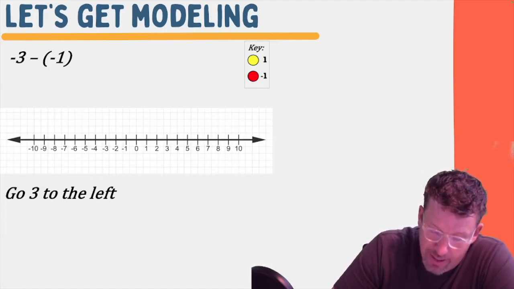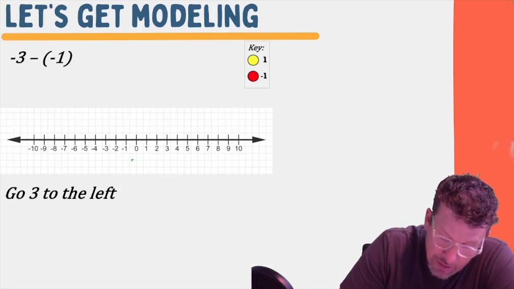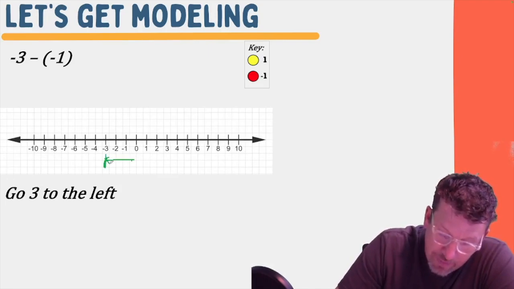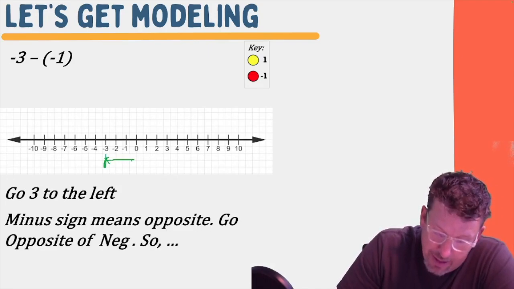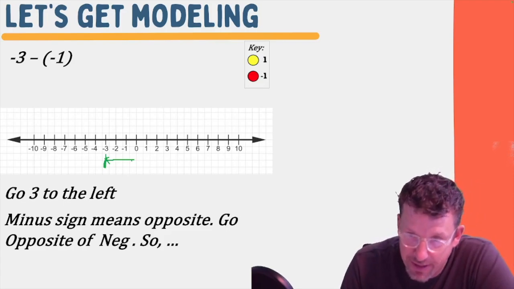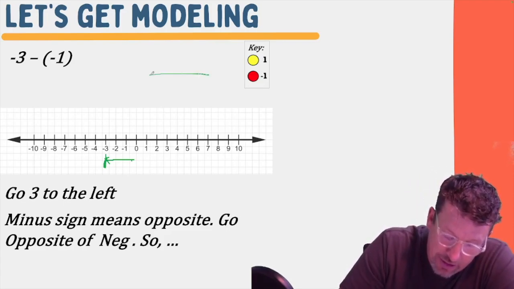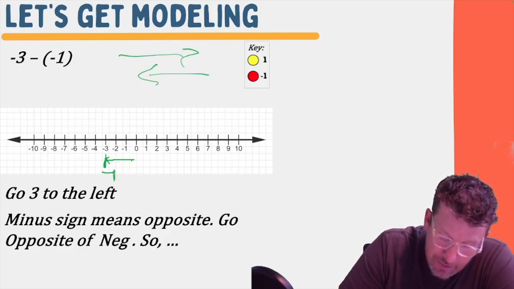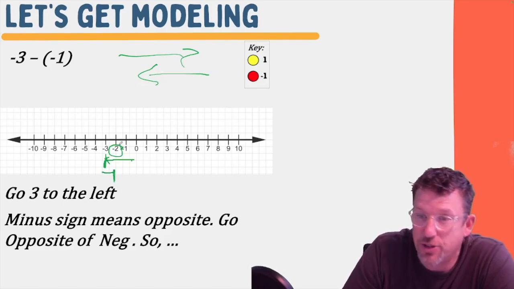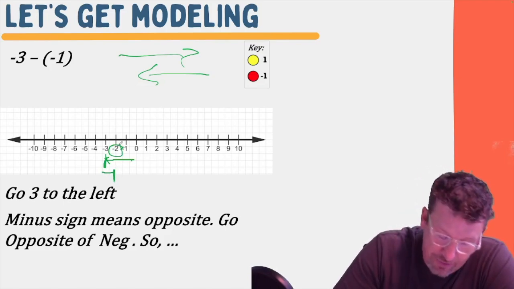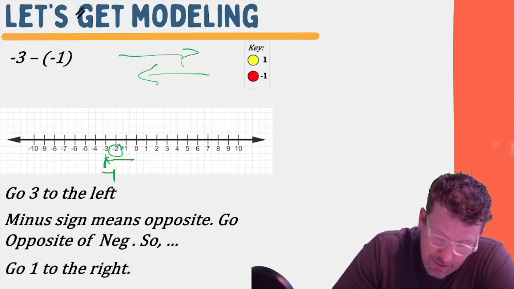Well, I go to -3. So I got to start at 0 and go to -3. Boom. Okay. Then what do I do? This negative sign means the opposite. So I go the opposite of -1. -1 would tell us to go this way. So the opposite tells us to go this way, 1. And I end up at -2. And that would be our answer.